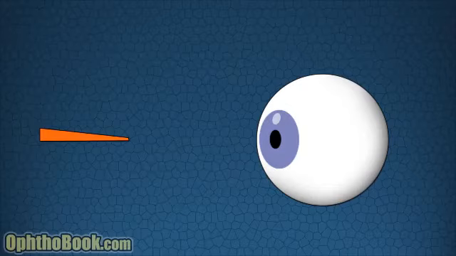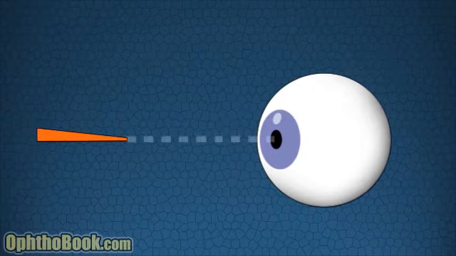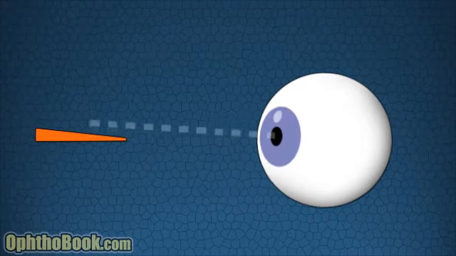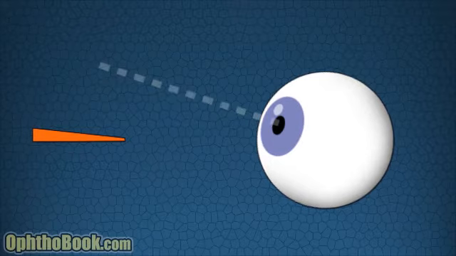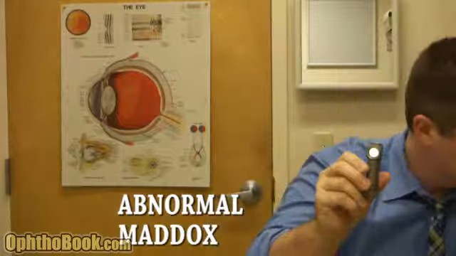But we think this gentleman has a right hyper. We think that the right eye is drifting upwards, right? So what would you expect to see on this test? Well, if the right eye is looking up, what he's seeing ought to look down, because if you look over an object, the object should look down in your vision. So what we ought to see is something like this, an abnormal Maddox.